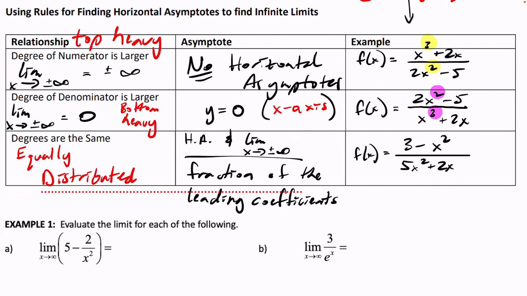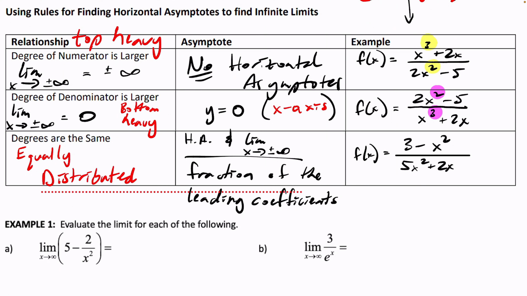Okay, so fraction, we know what the word fraction means, right? Something over something, numerator, denominator. Leading, if someone is leading, where are they? In front. Coefficient, what is a coefficient? A number before a variable, right? So a fraction of the leading number before a variable. So let's go to my example here.